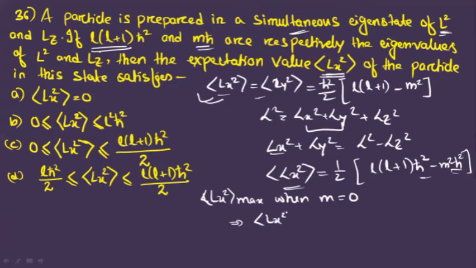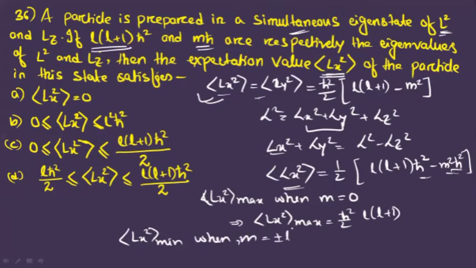That means the value of Lx square maximum will be equal to half, taking ħ square outside, l(l+1). This is the maximum value. Now it will have the minimum value when? Lx square will have the minimum value when m will be either plus L or minus L, because it is m square, so it will be positive ultimately. So Lx square will have the minimum value when m is equal to plus minus L.